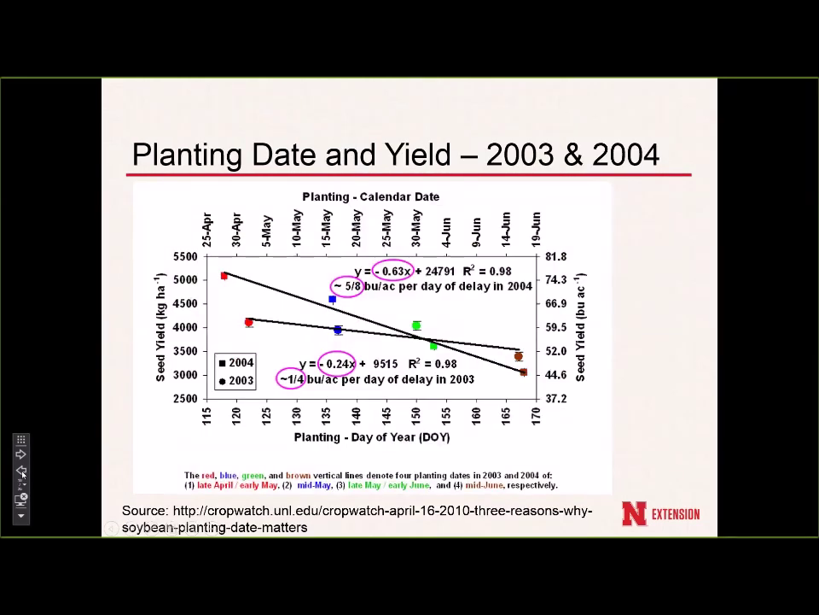So what's the impact of planting date on yield? You've probably seen this in CropWatch articles from Nebraska Extension before, but on average in these two studies, as we delayed planting, we lost yield in one year, only a quarter bushel per day, though it was fairly flat for those first three planting dates for yield, and then it dropped down here. The other year, we lost over half a bushel per day, or 5/8 of a bushel per day, by planting later. So again, the penalty for planting later is not the same every year.